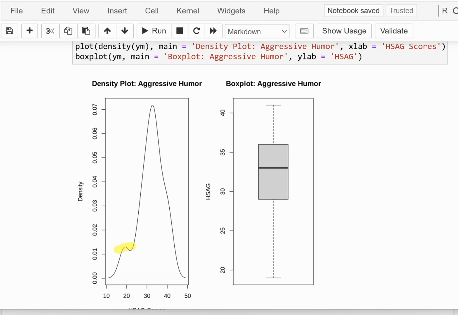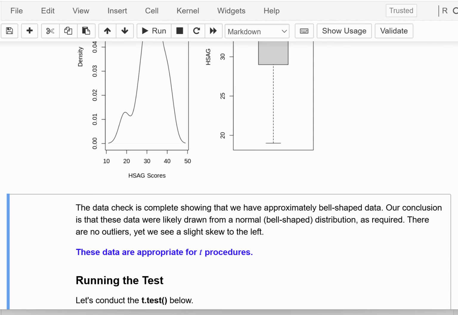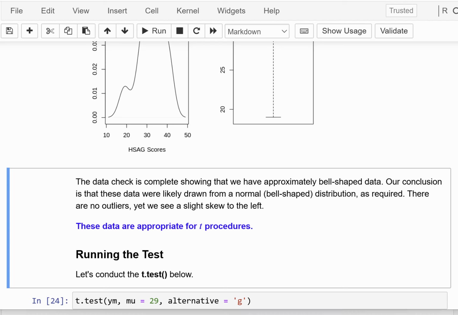There's this weird little anomaly here. For some reason, there were some extra values piling up around aggressive humor scores of 20. I don't know why. But there's nothing suspicious in the density plot. The density plot checks out as approximately normal, okay? So that's what we're going to say. We're going to say we have approximately bell-shaped data based on the density plot, and we have no outliers. Perhaps a very slight skew to the left, but the blue text says it all. These data are appropriate for T procedures, right? There's no problem with our data checks. This thing is passed. So let's run the test, okay?